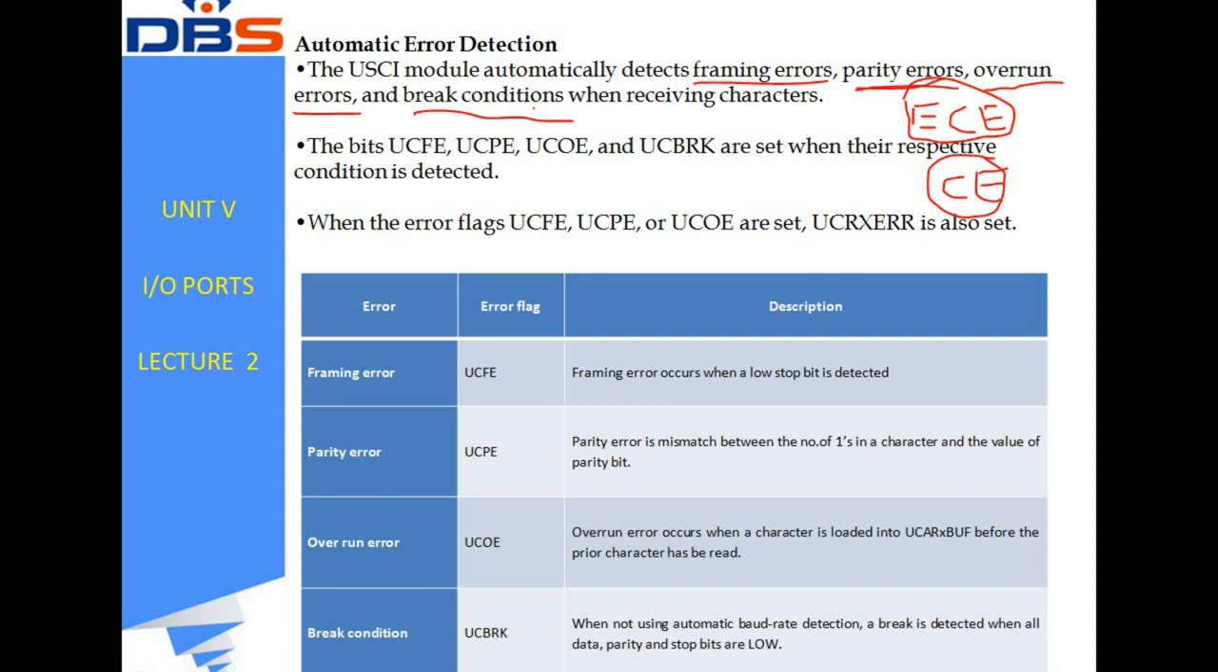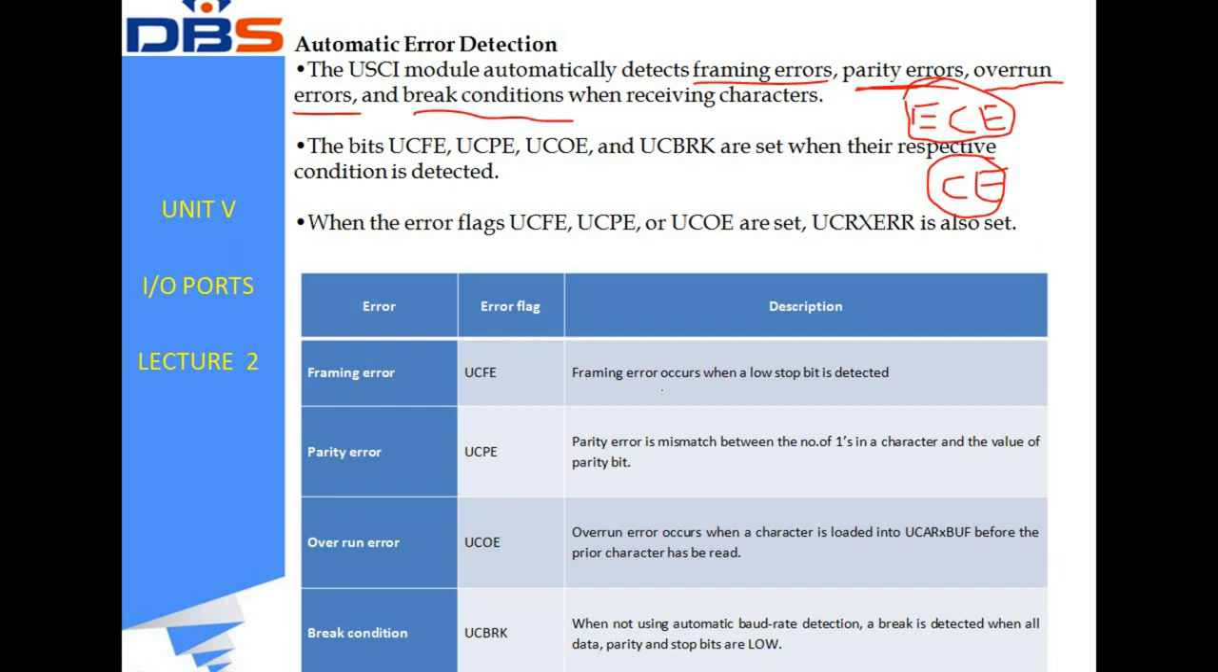And break conditions. Whenever there are start bits and stop bits after 8 bits of data transmission, we need to have a break, otherwise the data will be over. You can see here the bits UCFE, framing error, parity error, overrun error and break error are set when their respective condition is detected. See how it is going to be detected.